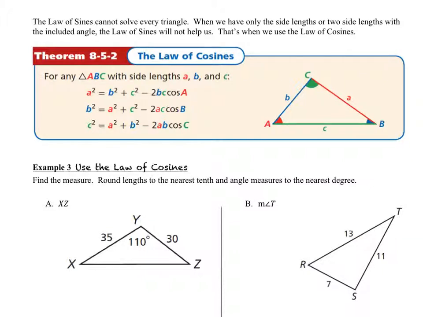Now, we know that if we're finding a side length, what we can do is take the square root of both sides and find the missing side length. If we're looking for an angle measurement, then we're going to need to rearrange algebraically, solving for the cosine of the angle, and then use the inverse cosine in order to find the angle measurement. Let's see what it looks like with example 3.